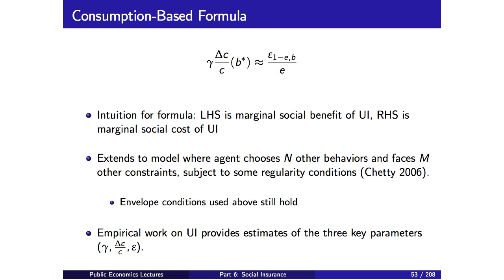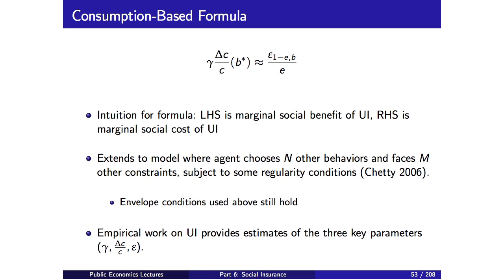Then I don't care if my consumption is high in one state and low in another. All I care about is average consumption. Then quite intuitively, the optimal level of insurance is 0. It's irrelevant what else is going on. The left-hand side is 0, right? And then the right-hand side relates to the government revenue leakage, basically.